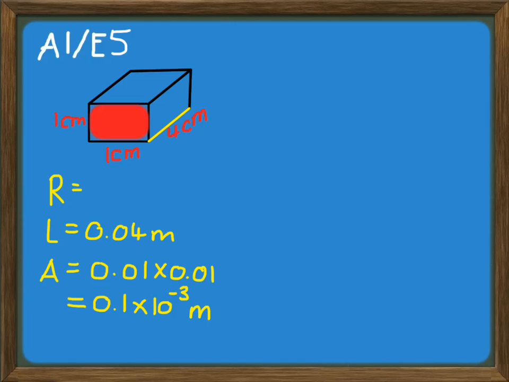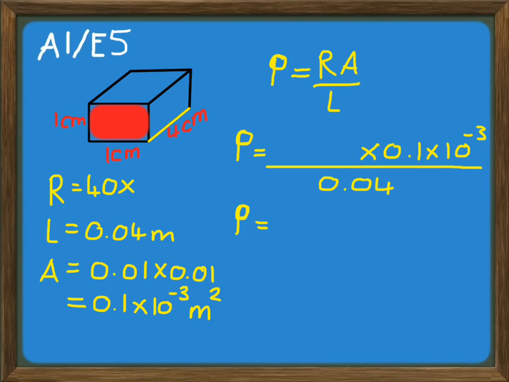Let's imagine we have a component where we know its resistance, of which we will show that on the screen in just a second. We know the dimensions of the component, but we want to know what material it's made from. We could work out the resistivity of the material and then match it up with the material that it would be made from. So we would have to use the equation rho is equal to Ra divided by L.